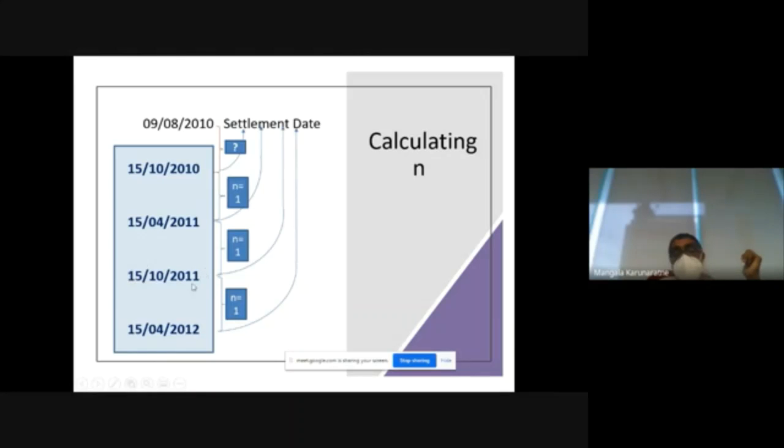The next one is 15/10/2011, then 15/4/2011, and 15/10/2010. Now how many N periods are these coming from? Between all these coupons, you have one N period, that is N equals 1, because we are calculating it for one coupon period. So here you get N equals 1, this period N equals 2, this period N equals 3. So we can say this is coming from 1N, 2N, 3N.